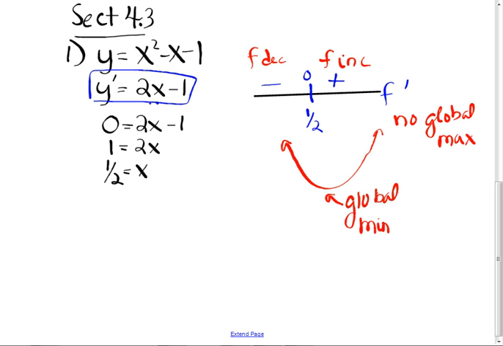It never turns around again. I'd have to have more sign changes up here. That's all it's asking to do in problem 1. That's not too bad, is it? I think it's too bad.